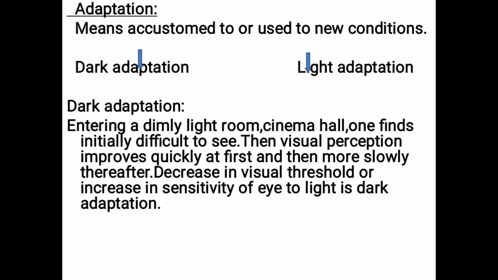So next comes the adaptation. Adaptation means the eye has to adjust to new conditions. One is dark adaptation and the other is light adaptation. Dark adaptation is the ability of the person to see objects in the dark. Suppose you are entering a dim light room or cinema hall. What will happen? Initially you will find it difficult to see the objects, right? Difficult to see the chair to go and sit in the cinema hall.